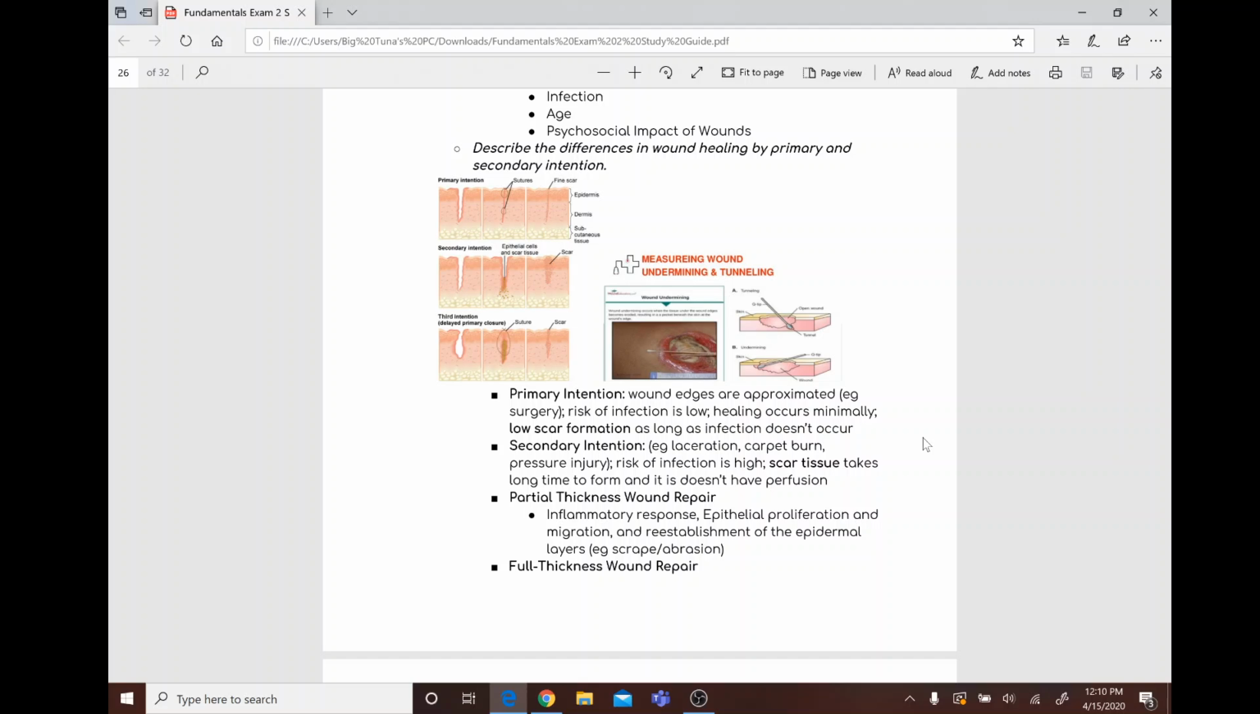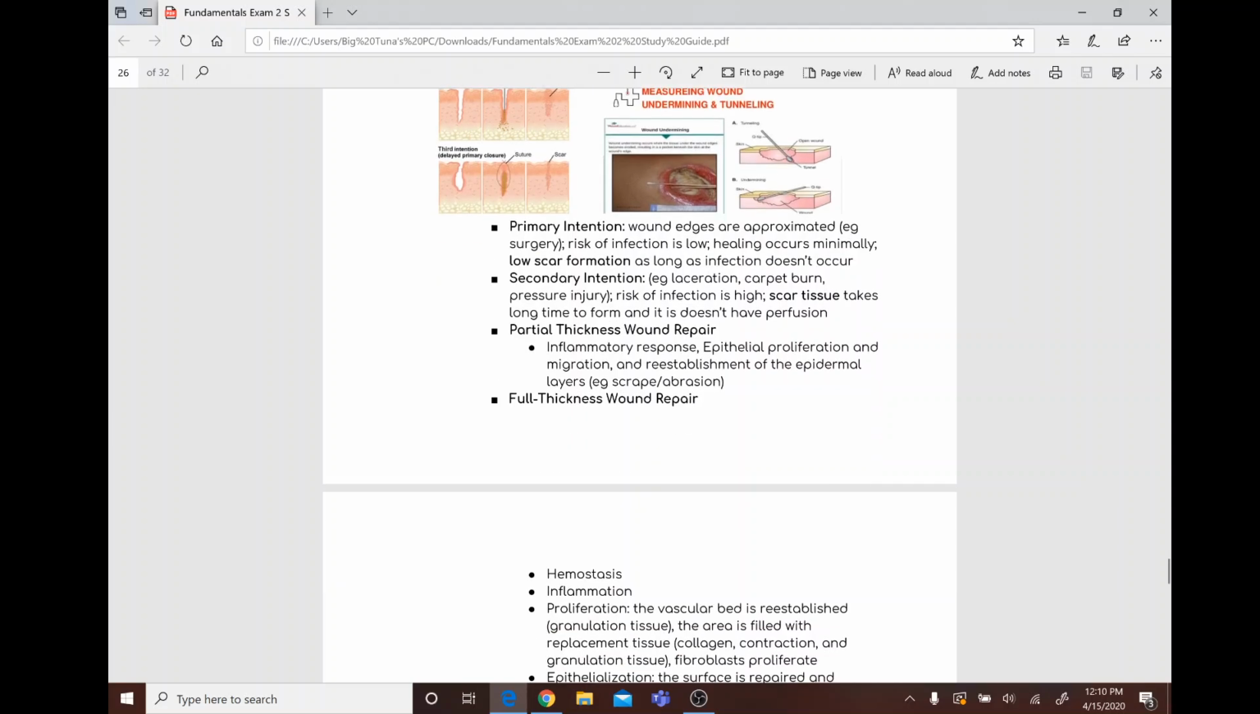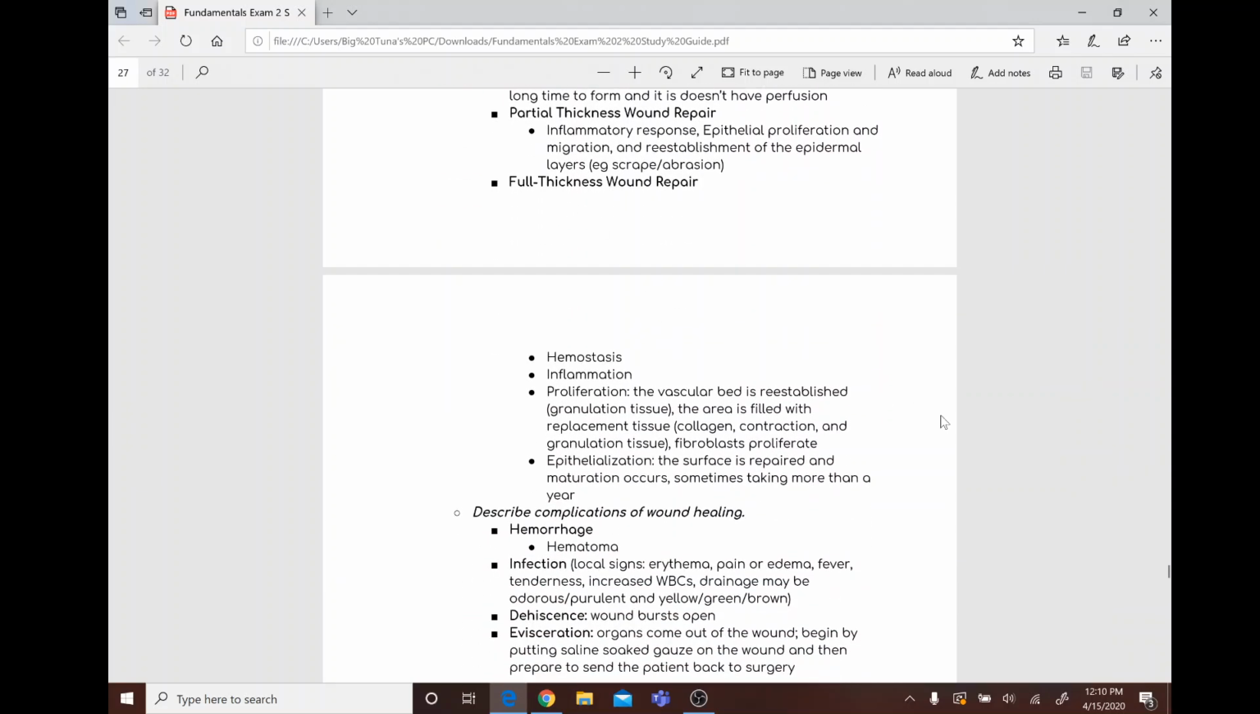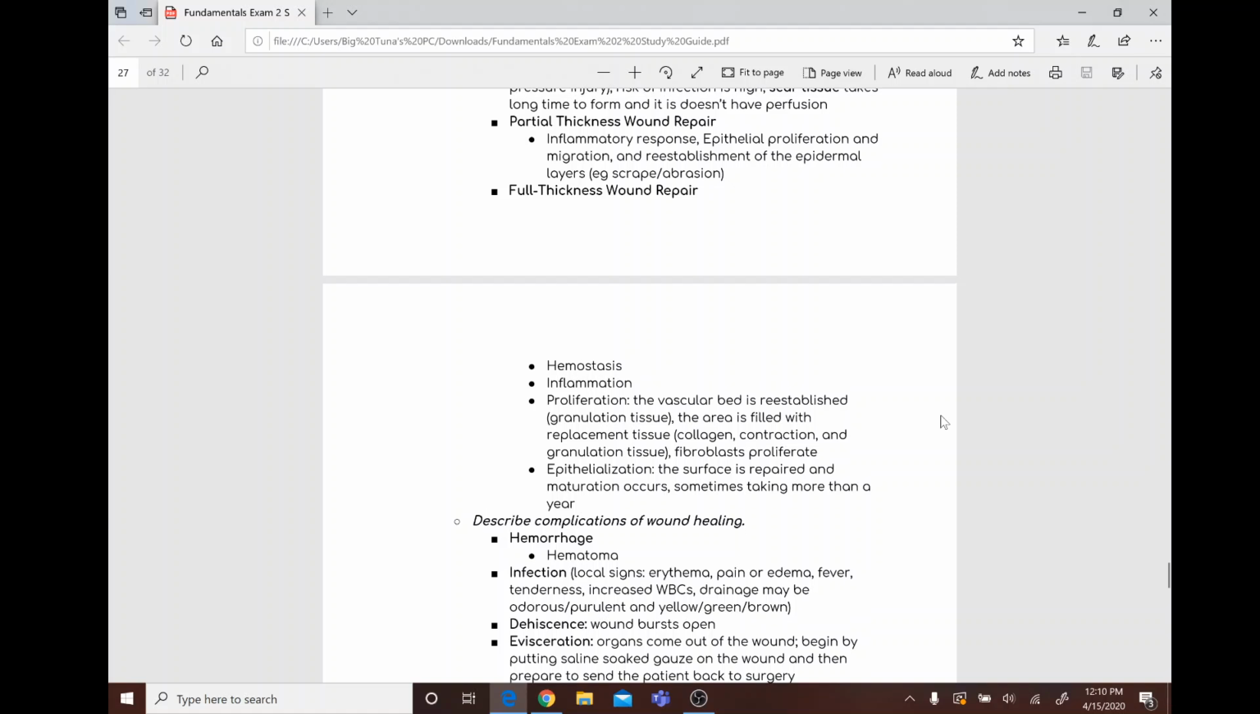Tell me about partial thickness wound repair. Inflammatory response, epithelial proliferation and migration, and establishment of epidermal layers, just like a scrape or abrasion. Tell me about full thickness wound repair. Hemostasis, inflammation, proliferation, and epithelialization.